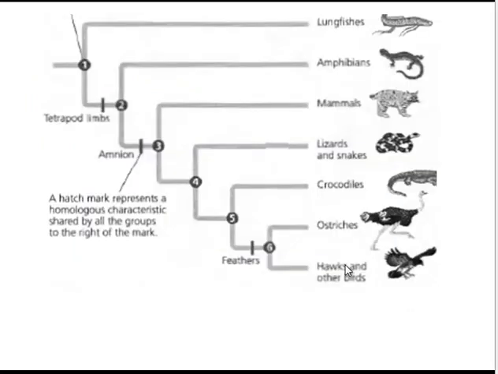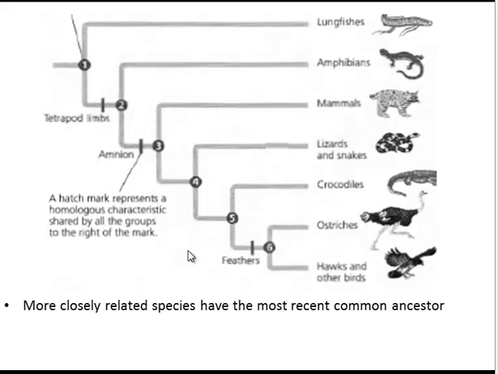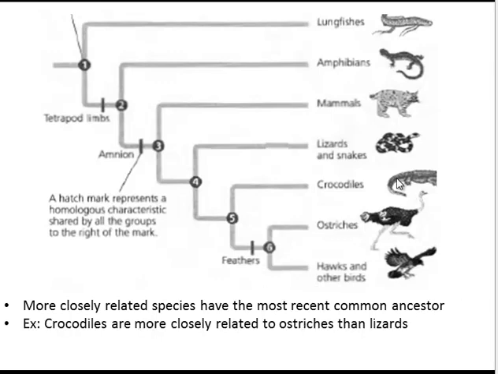One quick review for evolution, reading phylogenetic trees. Remember with phylogenetic trees that the timeline is often absent, but you have to infer that this is present day and this is long, long ago. Also remember that the more closely related species have the most recent common ancestor. So for example, crocodiles are actually more closely related to ostriches than they are to lizards, because crocodiles have a common ancestor here, which is more recent than their ancestor here with lizards.